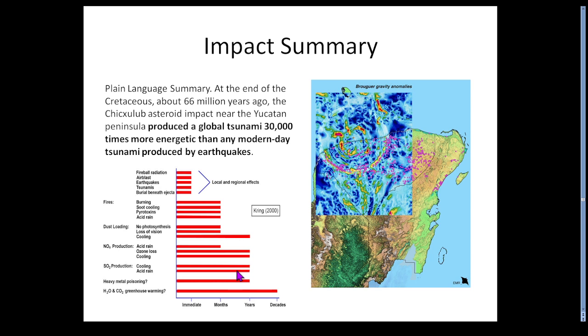SO2 is causing acid rain and cooling for years, adding to that. And then heavy metal poisoning for years, and then now you've got a long warming trend coming up for decades. So, up and down, on top of what the Deccan Traps are doing, which are contributing their own ups and downs.